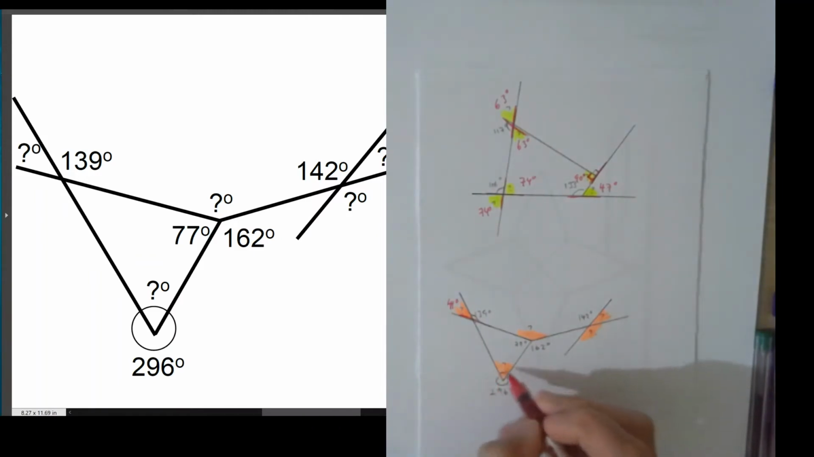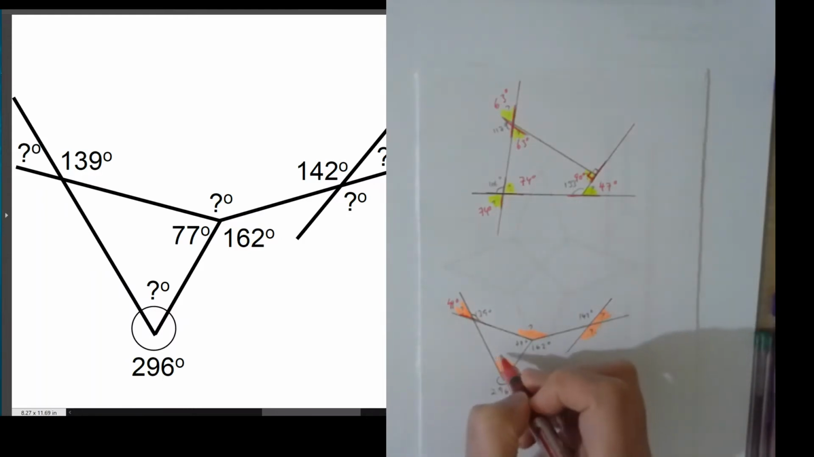This one is angles around a point. So angles around a point add to 360 degrees. I'm sure you just said. So 360 take away 296 would be 64 degrees.